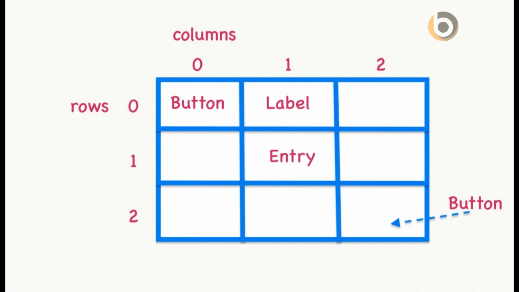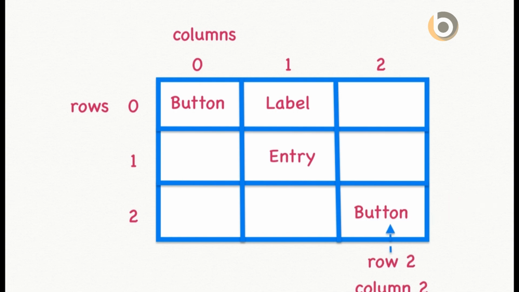So for example, if we want a button in this cell as indicated in the figure, this comes to be the third row and third column. So the third row is defined by number 2 and the third column is defined by 2. So we will say row 2 and column 2, and that button will be placed in that cell. So by referring to the row number and column number, we can place any widget in the required position where we want it to be. So this is how grid works.